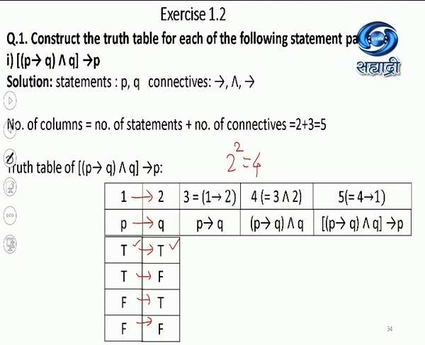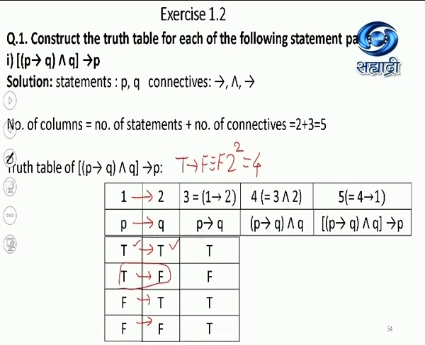For implication I will use only one hint. What is that hint? T implies F is F. Where do I get here T implies F? Here. So only this row will have F value and the remaining three will be T.